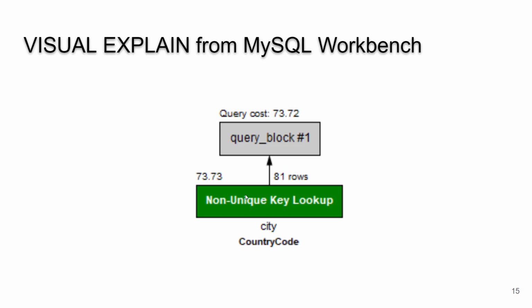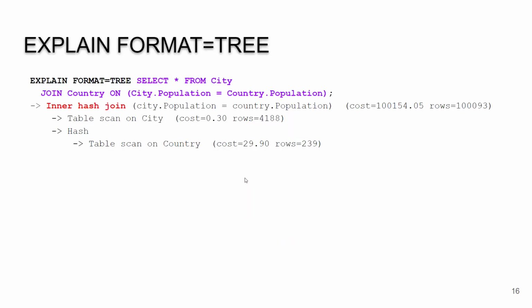Now, if you have MySQL Workbench, you can run visual explain and it will give you some information. It tells you that on the city table, you're going to be doing a non-unique key lookup on country code. You're going to need to read 81 rows, and the total cost of the query is 73. We'll round up to 73.73 there.